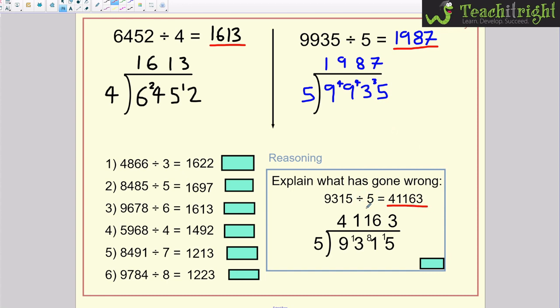And usually when we're dividing by whole numbers, we would expect our answer to get smaller. And then specifically, it should have gone to 1,863. That should have been the answer. So they've gone all sorts wrong.